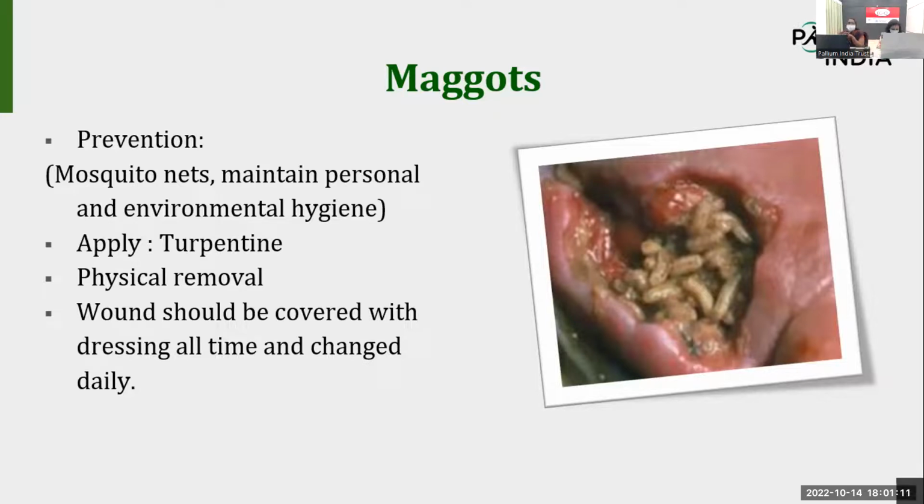So if there are maggots there, do one thing: take some turpentine, soak a gauze piece with the turpentine, and keep it close to the wound. At that time the maggots will come out. Physical removal is the only way to remove the maggots.